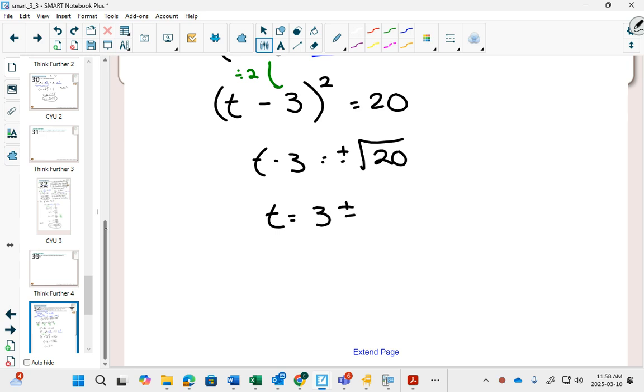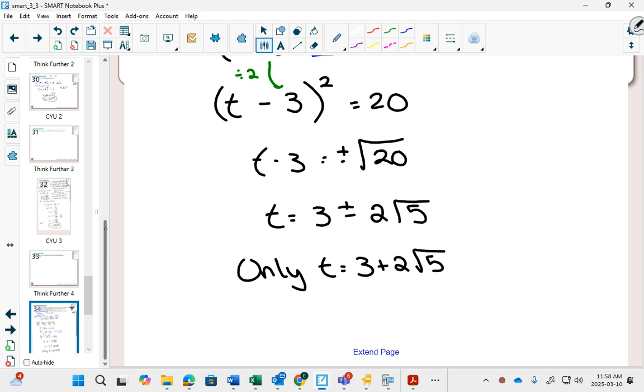Add 3 to both sides. Write this in lowest terms. And we get our answer. However, mental math, do you see that the square root of 20 is somewhere between 4 and 5? Because it's between the square root of 16 and the square root of 25.